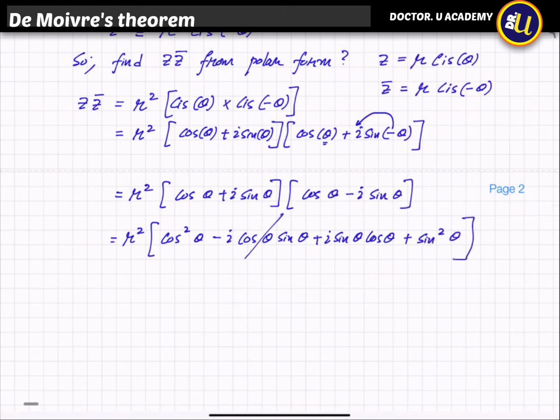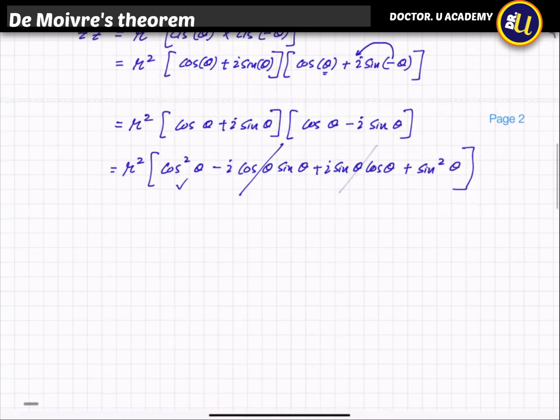Then this term is going to cancel with the other one. So you have cos squared theta plus sin squared theta, which is 1. So the answer is r squared.